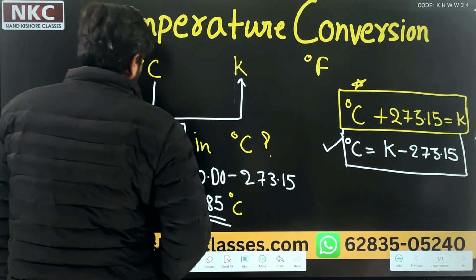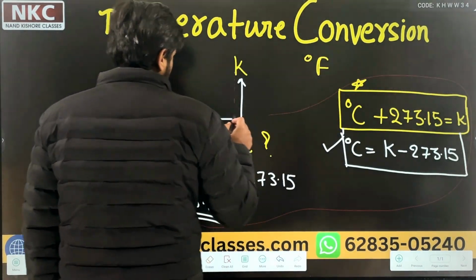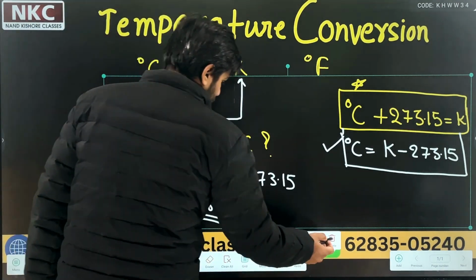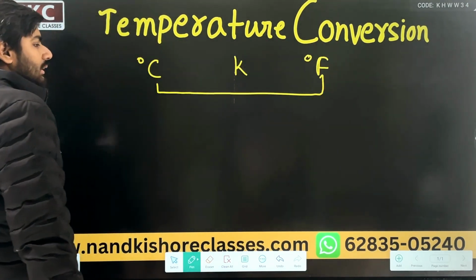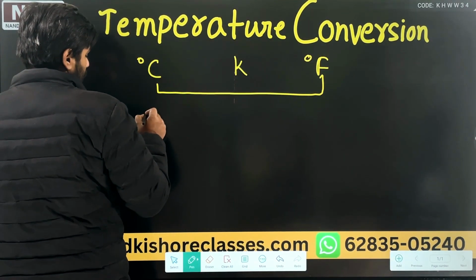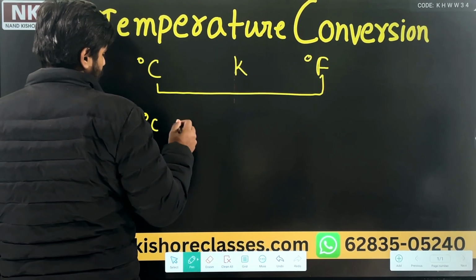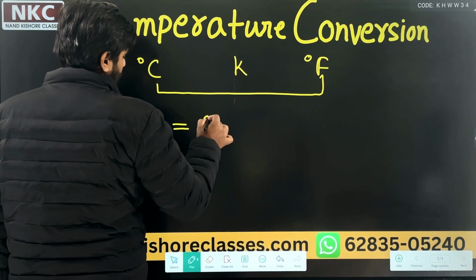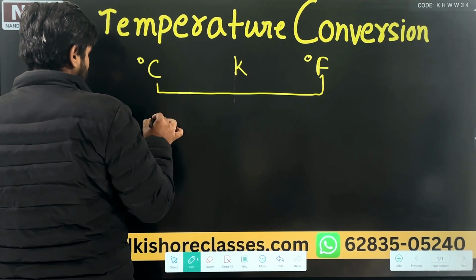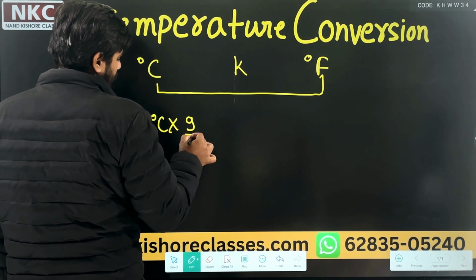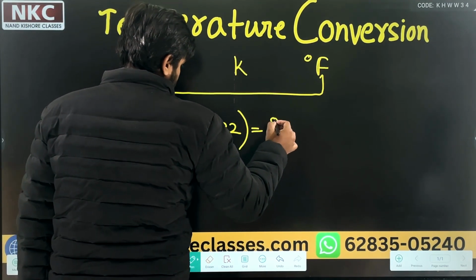Let us see another formula which deals with degree Celsius and Fahrenheit. Let us erase this. Like we have to convert degree Celsius into Fahrenheit. How will we convert this? Degree Fahrenheit equals degree Celsius multiplied by 9 by 5 plus 32, and you will get the answer in degree Fahrenheit.